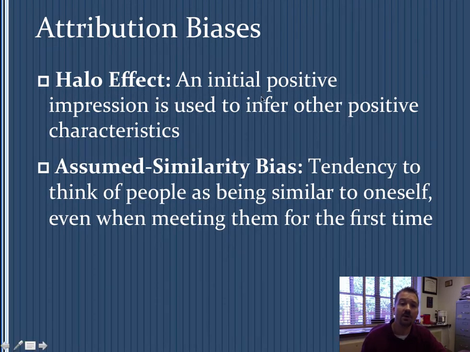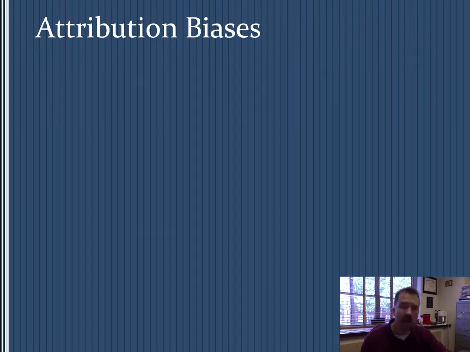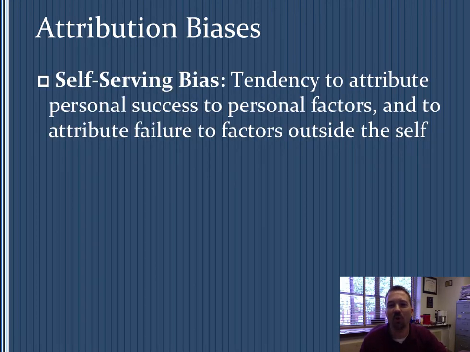There's also the assumed similarity bias, the tendency to think of people as being similar to yourself, even when meeting them for the first time. And self-serving bias, I just want to point out quickly, the tendency to attribute personal success to personal or dispositional factors. Remember a moment ago when I was talking about attribution theory, I said you can attribute behavior to the situation or to one's disposition. This is where you attribute your own successes to personal factors, your own disposition, as opposed to the situation. We all do this all the time, called the self-serving bias.